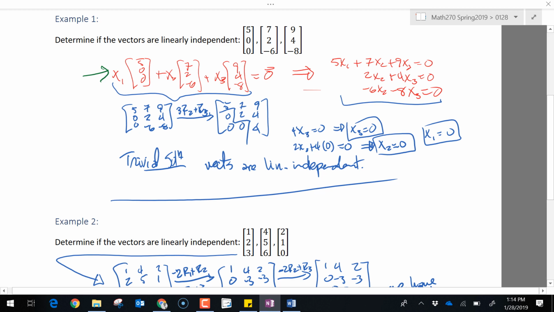Yes. So the only way it could be linearly independent is if you work this out and your solution is 0, 0, 0. There's no way to get these three vectors, when you add them and scale them, add them, subtract them, whatever, scale them, to get back to 0 unless you scale them by 0 in the first place.